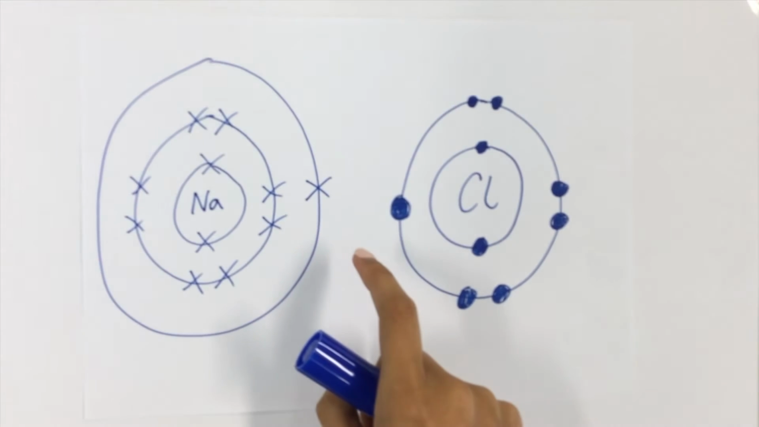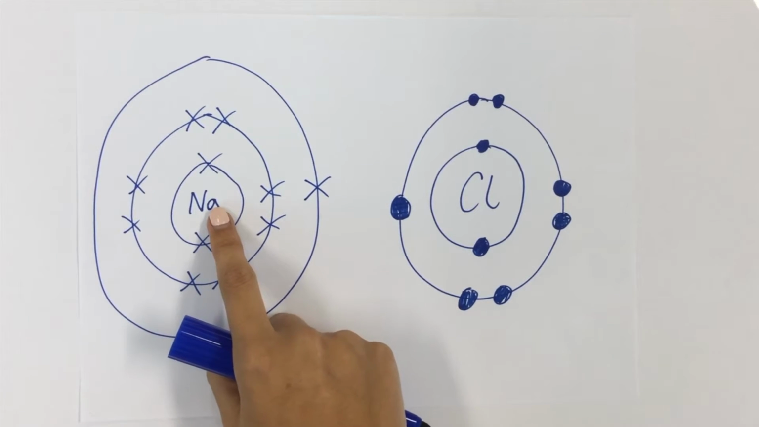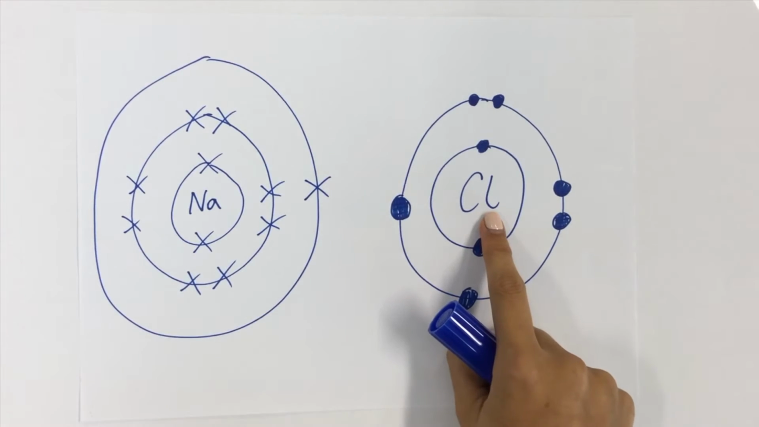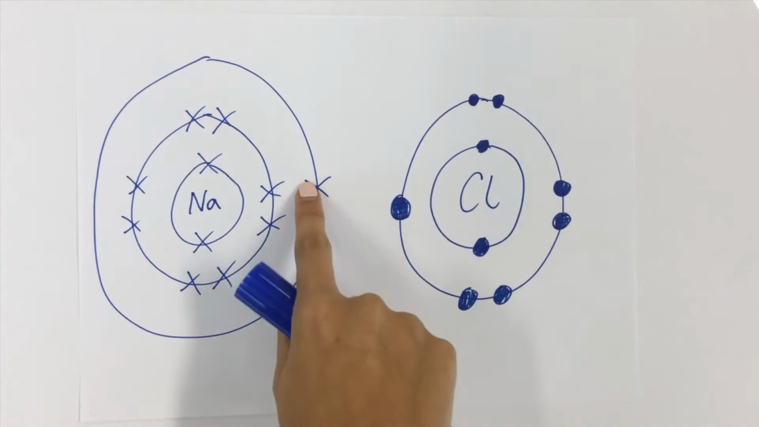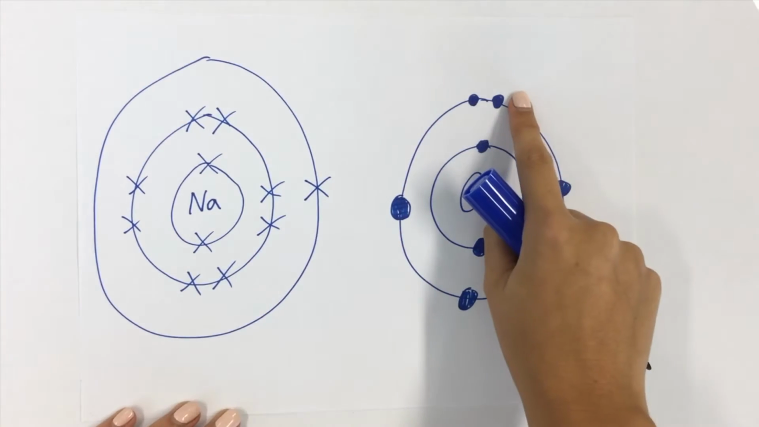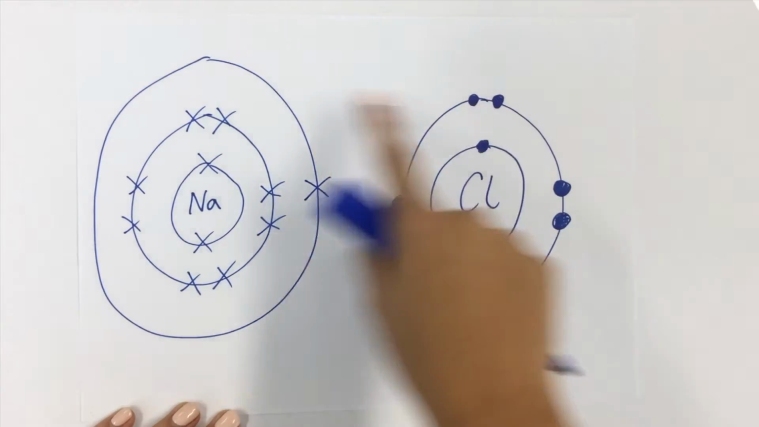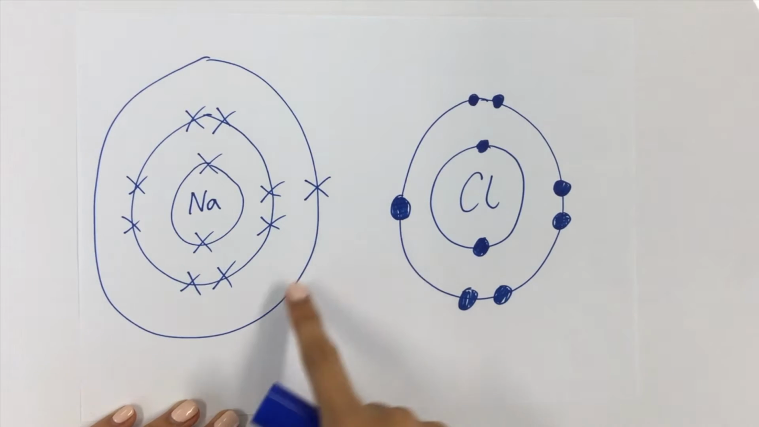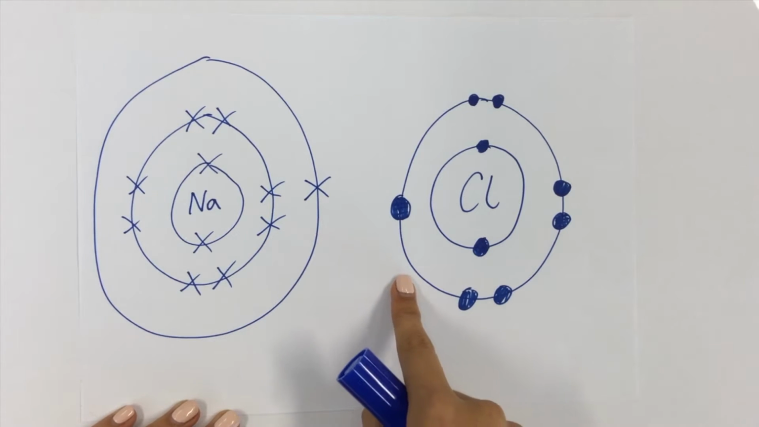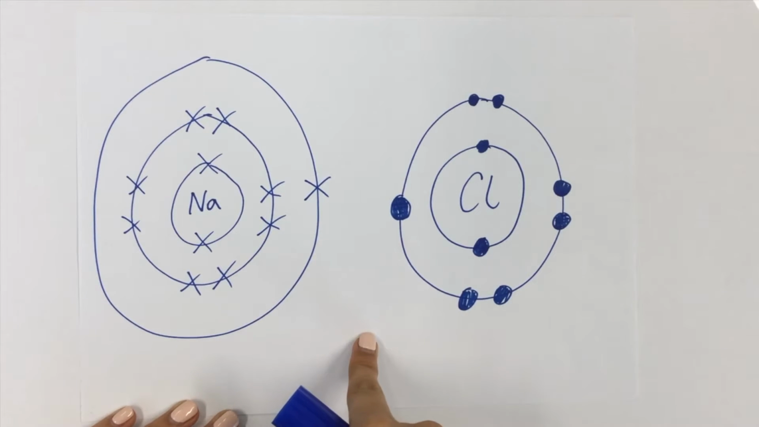So what I've got here is sodium, which is from group 1, and chlorine, which is from group 7. You can see this because sodium has 1 electron in its outer shell and chlorine has 7 electrons in its outer shell. So this tells you the group number. In terms of how these two bond together, how they can form an ionic bond and what holds them together, that's what we're going to look at now.